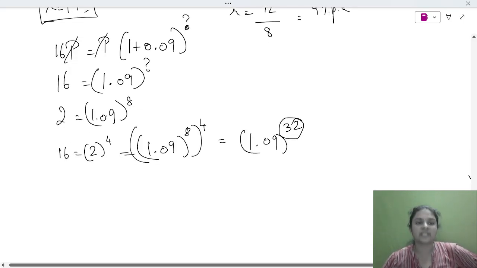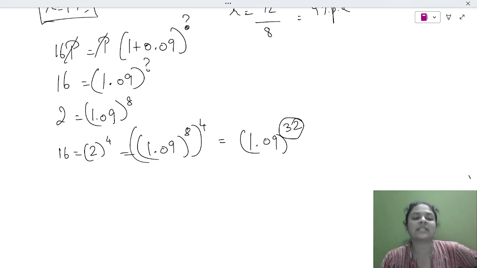Now suppose if it is confusing, don't worry. Just keep doing in your calculator 1.09 into, equal to. Okay, just keep count of number of times you are doing this equal to. See where in your calculator the 16 number is hitting. Wherever it hits, that is your answer. So let me also do it parallelly. 1.09 equal into 1.09 equal to.